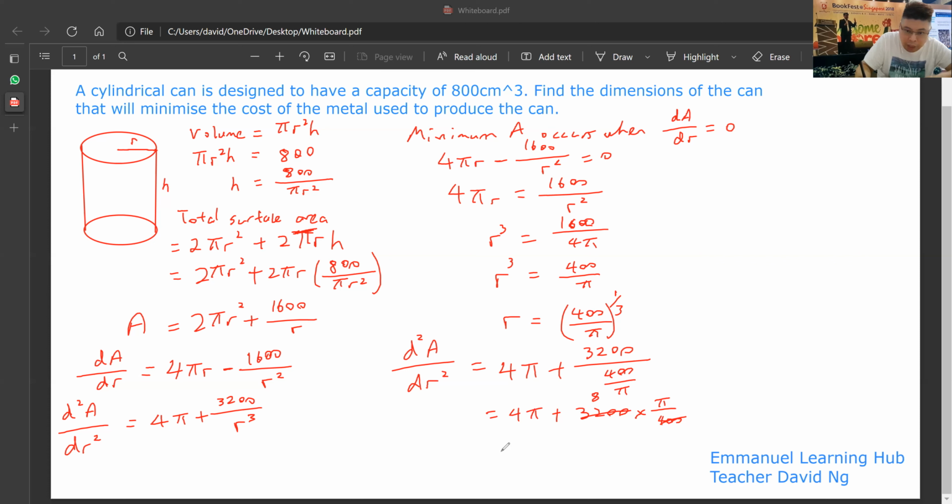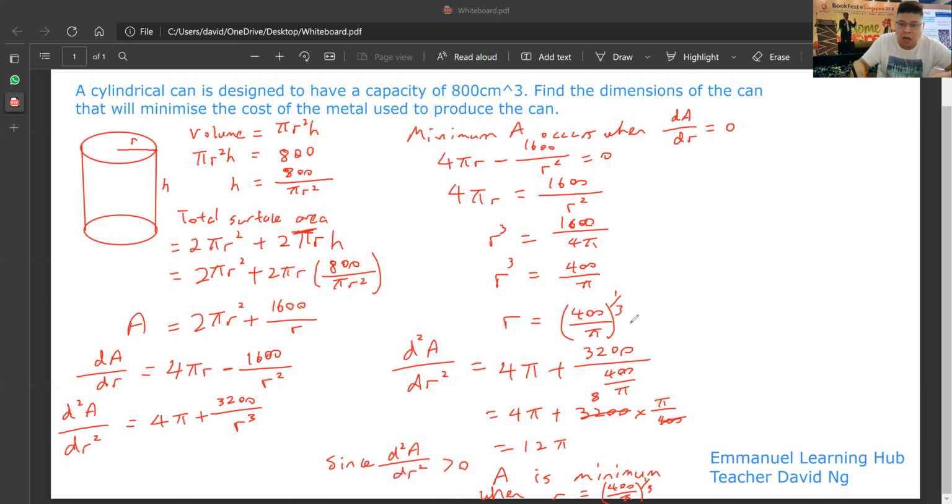Okay, 8 pi plus 4 pi, 12 pi. So second derivative, right? Greater than 0, right? So when R is 400 over pi, power 1/3, your A is a minimum. Okay, so your second derivative is greater than 0, A is minimum when your R is 400 over pi, power 1/3. Okay, so find the dimensions of the can that would minimize the cost.